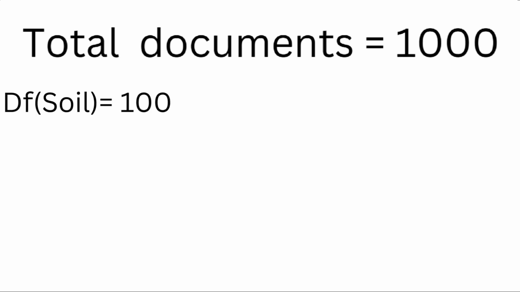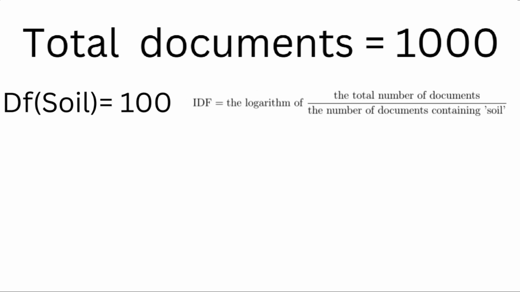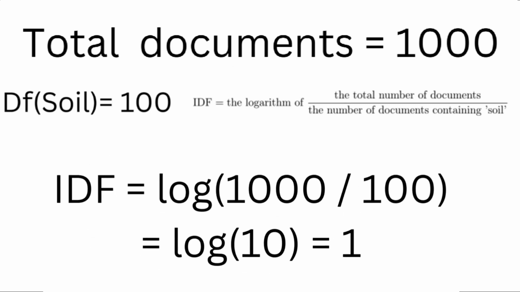For instance, suppose we have 1000 documents. If the word soil appears in 100 of them, its IDF is calculated as the logarithm of the total number of documents divided by the number of documents containing soil. So, IDF is equal to log 1000/100, which is equal to log 10, which is equal to 1. This score tells us that soil is a moderately common term across the document set.